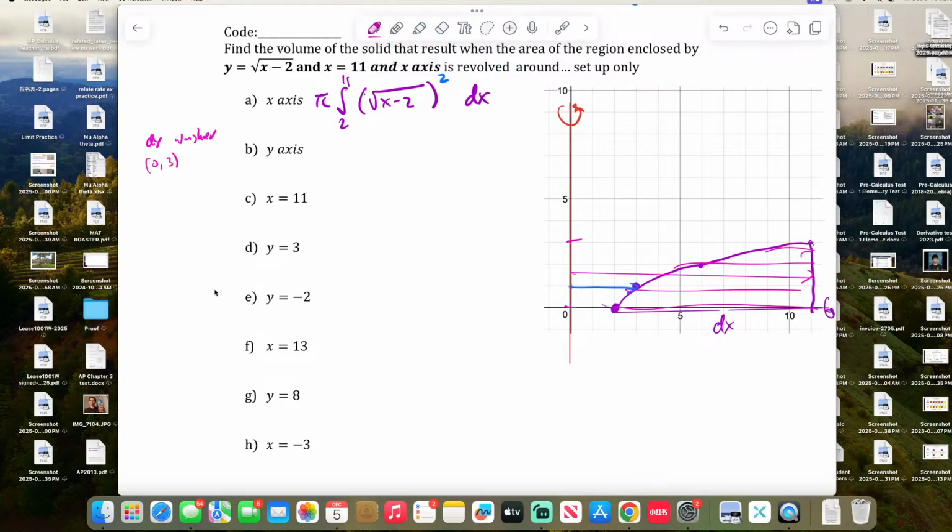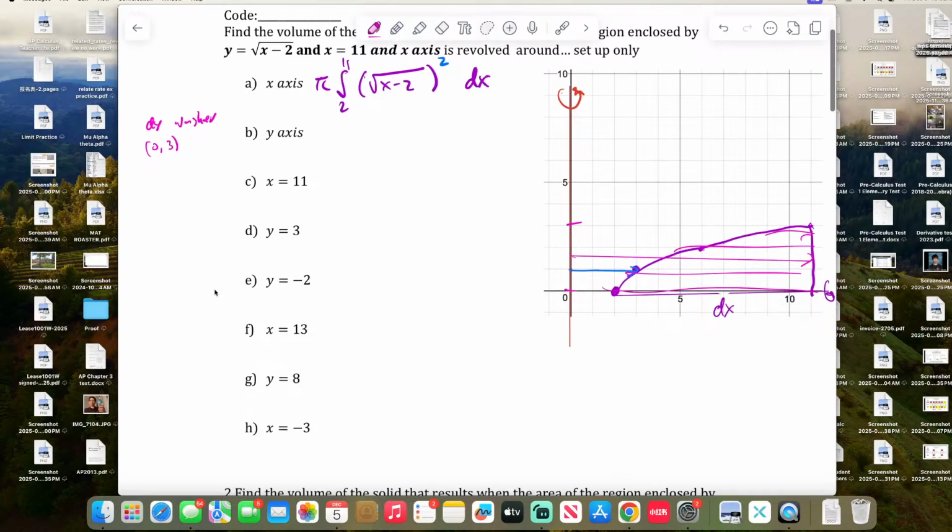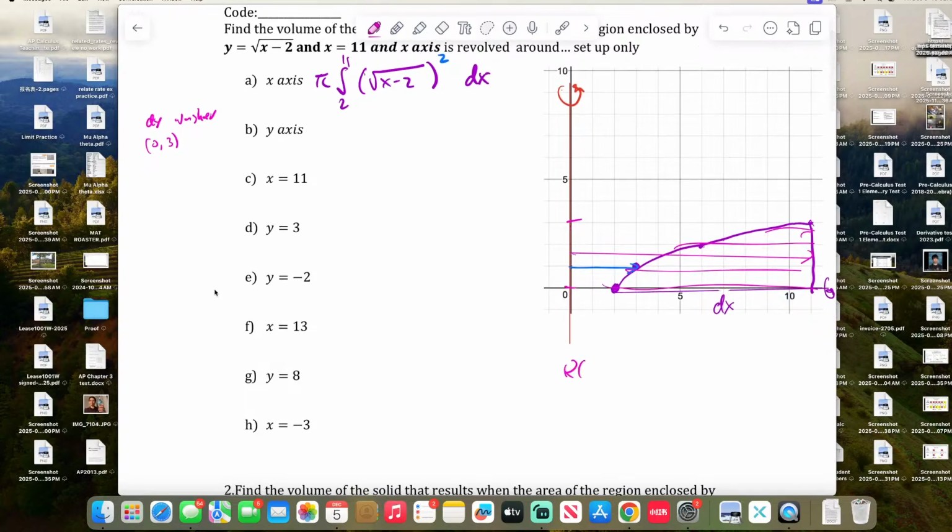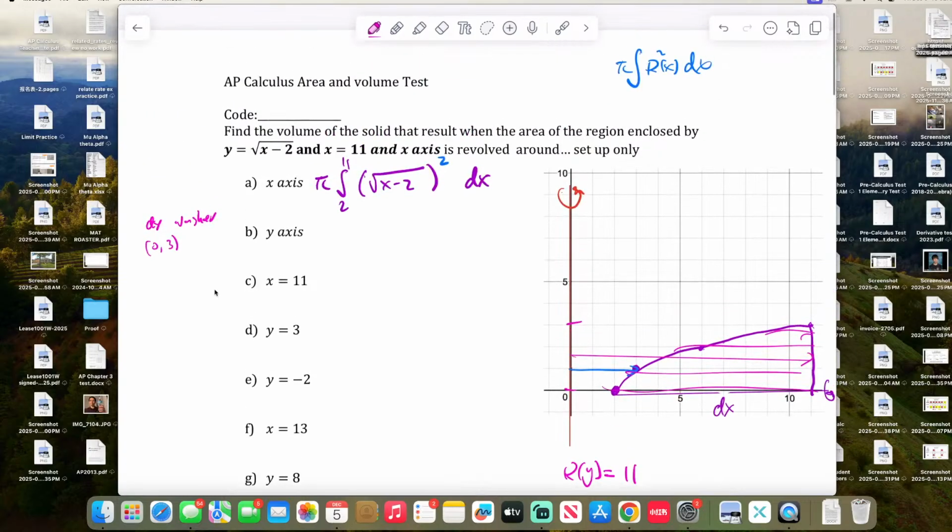0 to 3, washer. And since it's a washer, there's a bigger radius and an inner radius. So the bigger radius is what in this case? 11. Go all the way from here to here. The inner radius is the function, but the function cannot be in terms of x because you already know it's dy. So you need to solve for this function: y squared equals x minus 2, so x equals y squared plus 2.